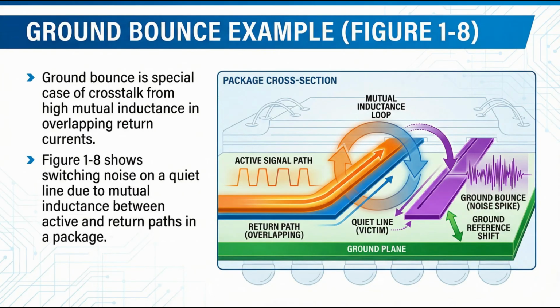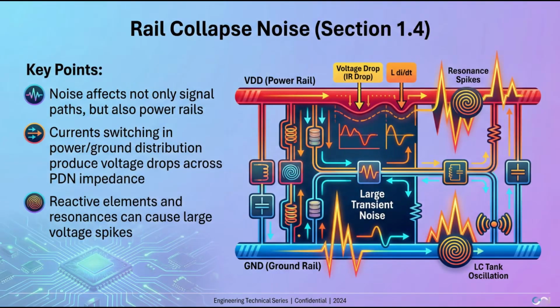Ground bounce example. Ground bounce is a special case of crosstalk caused by high mutual inductance when return currents overlap. Figure 1.8 shows switching noise appearing on a quiet line due to mutual inductance between active and return paths in a package.